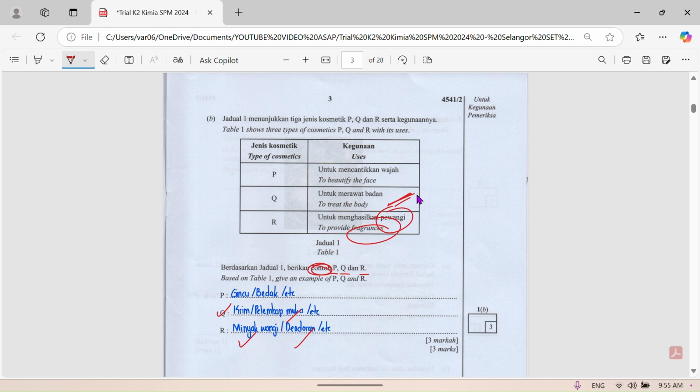Okay, next is mencantikkan wajah. Gincu, lipstick, bedak, mascara, eyeliner, all that you like. Anything, but make sure all the answers given must be under cosmetics. Okay, that's it. Easy 3 points there. Alright.